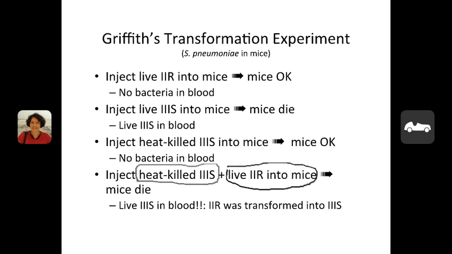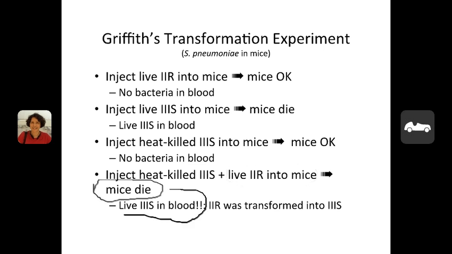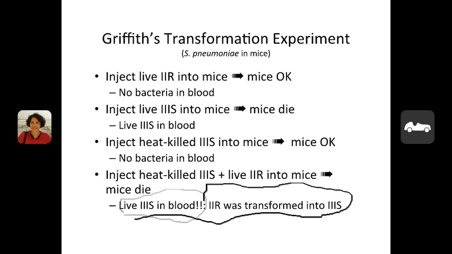When he injected the mixture of those two into the mice, he found the mice actually did die. And when he looked in an autopsy at their blood, he found live 3S bacteria in their blood, even though he never injected live 3S into those mice. So there's that transformation principle. The live 2R was transformed into live 3S. But like we said before, Griffith never himself identified what the transforming principle was.